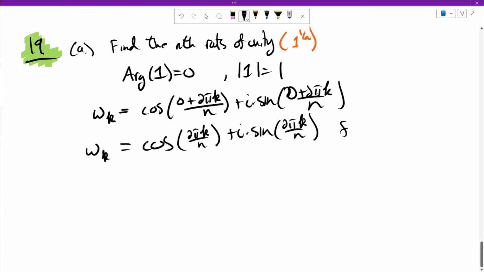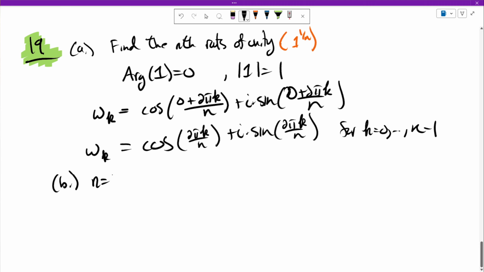And this is for k equals 0 up to n minus 1. Of course, when k is equal to n, I haven't said this yet, but when k is equal to n, you've exhausted all your possible new roots, and you've circled back. But I encourage you to plug in k equals n and see what you get. So we're going to work this out for a couple of values of n.